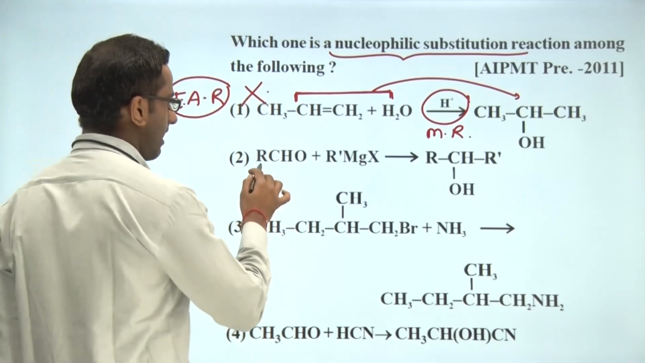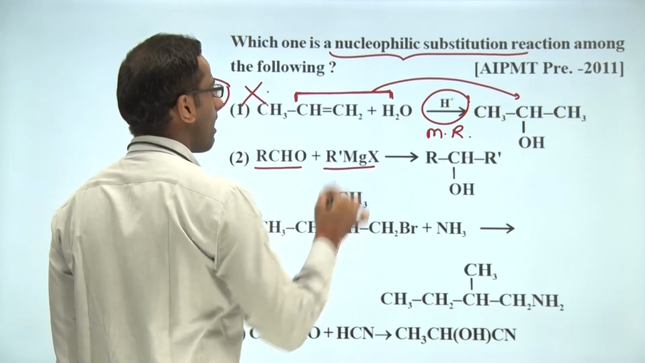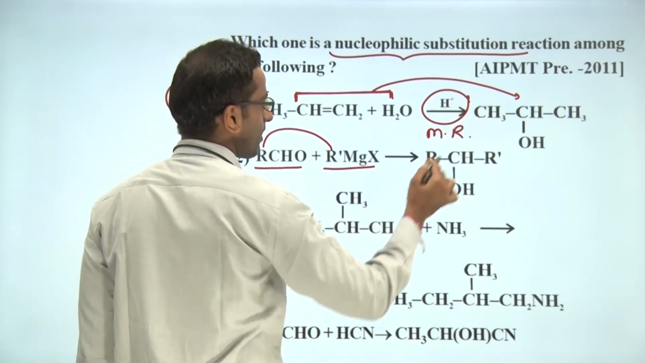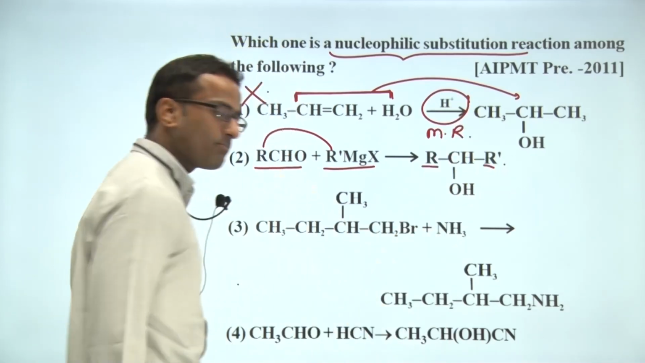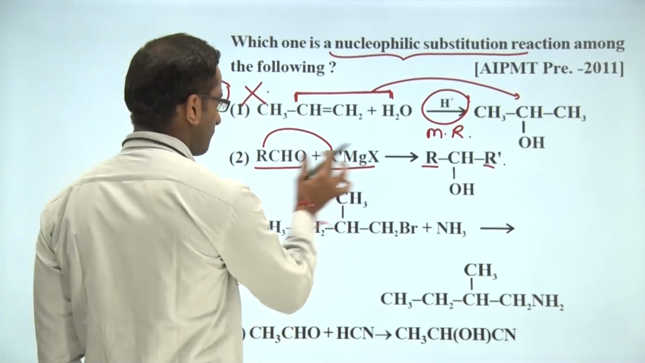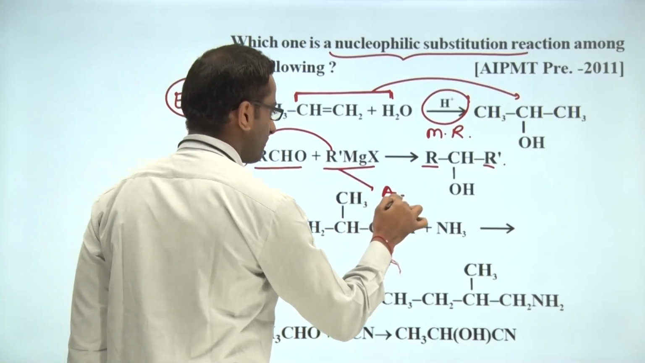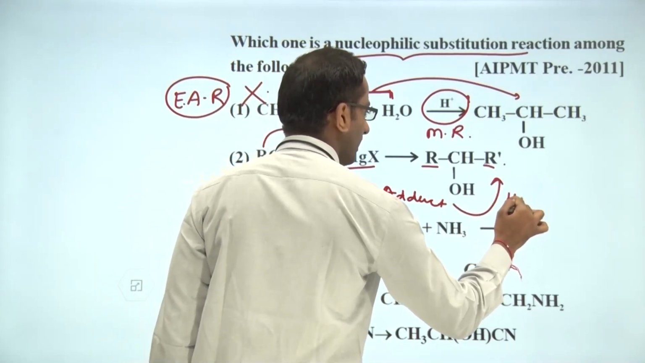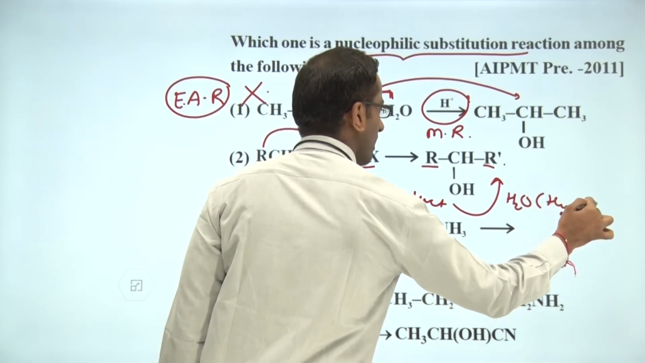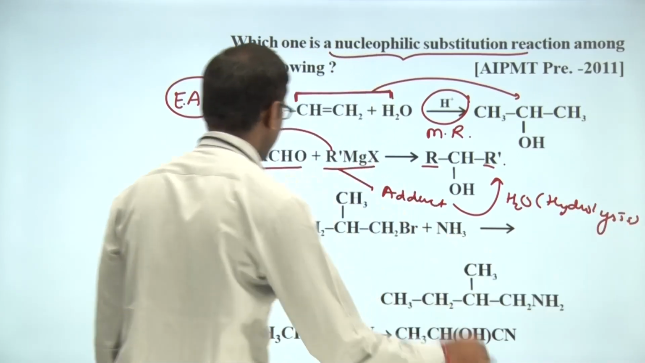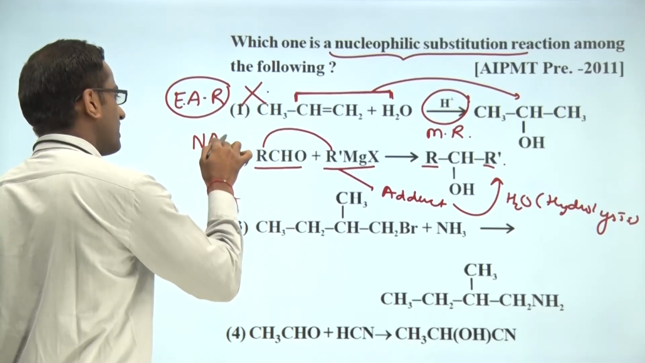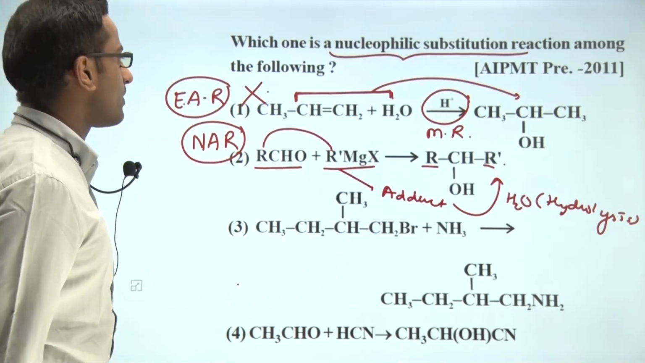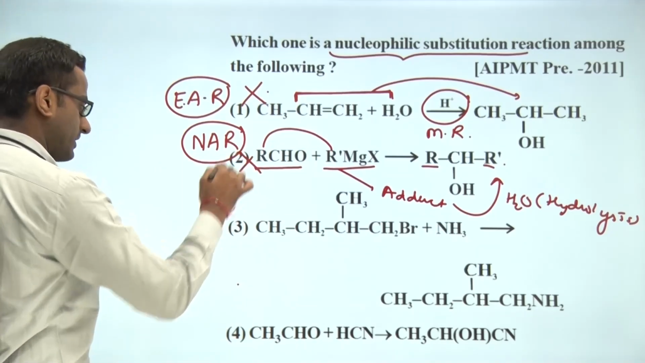Again, you can see that RCHO, it means the aldehyde, and the Grignard reagent, both of these, R and R dash, are combining here to make this product. In a single product, we are getting this. The next step after formation of the adduct is hydrolysis. But this is a nucleophilic addition reaction, not a substitution reaction. So again, we can say this is going to be a wrong option here.